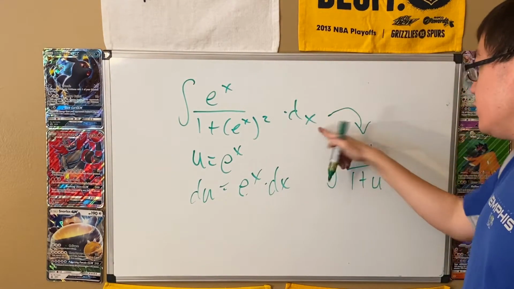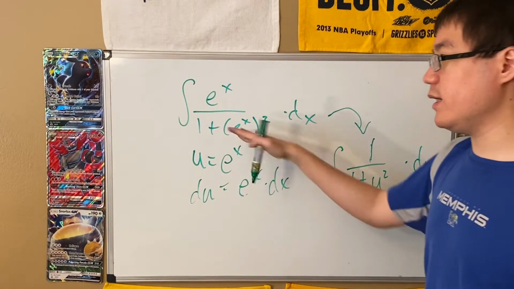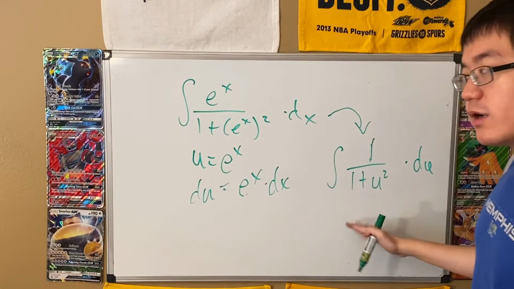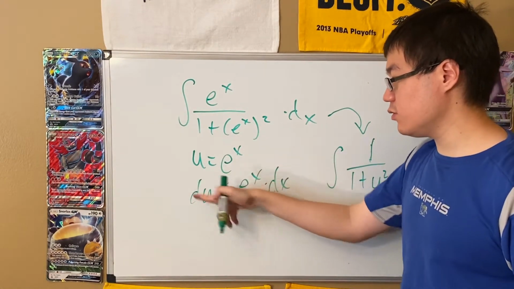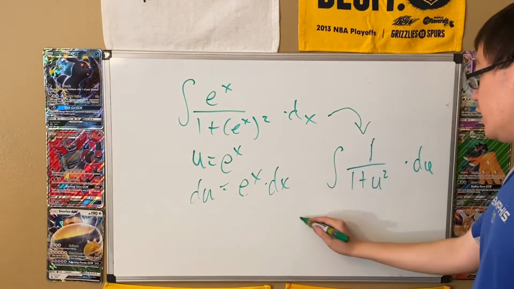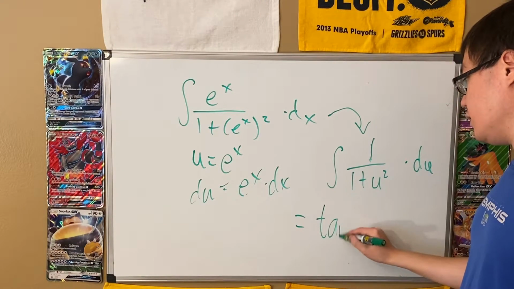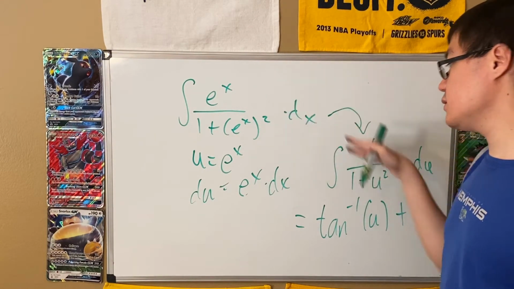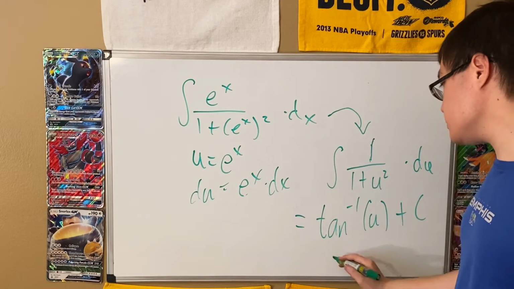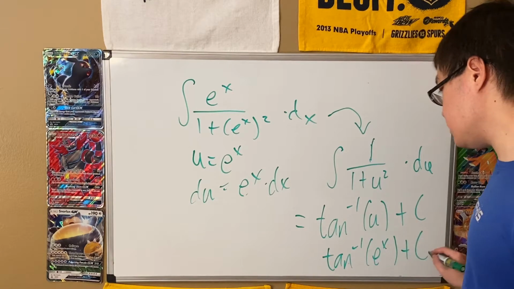So instead of writing e to the x dx, instead I can write just times du. I change my x integrals into a u integral by replacing all these u's, leaving 1 e to the x for u, 1 e to the x for du. And again, I know this antiderivative, it's inverse tan of u plus c. Replace the inverse tan u with e to the x. Inverse tan of e to the x, and that's our last question.